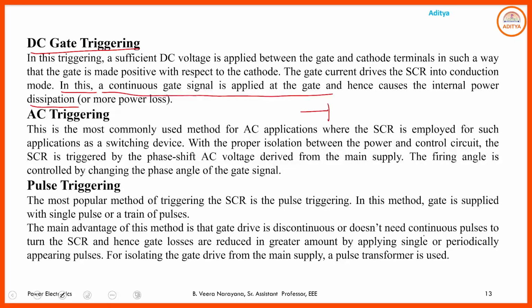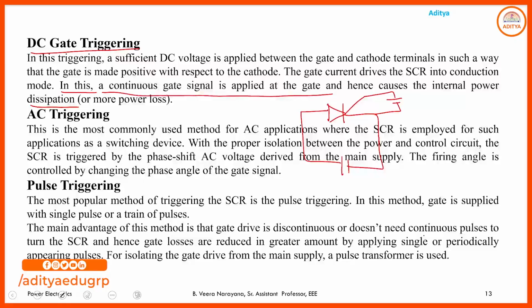If you go through this SCR, here we are providing the main voltage, and between the gate and the cathode terminals you provide the DC voltage. Due to the presence of the DC, what happens? If you provide the gate current or gate voltage, the SCR comes to the on state, no problem.